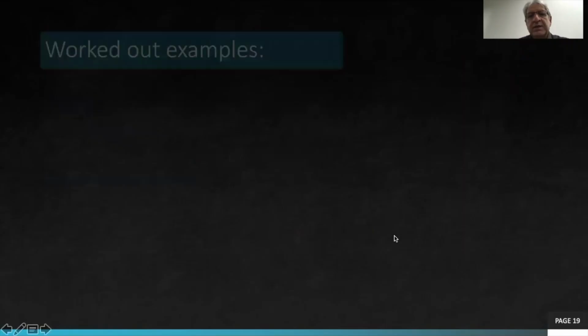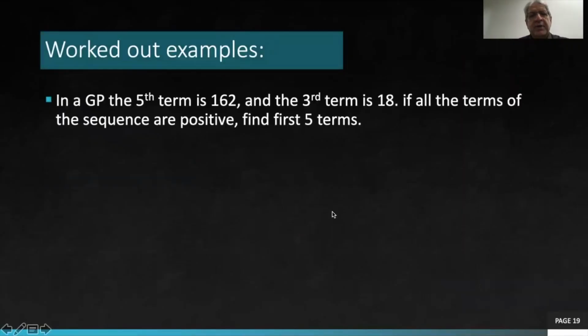Okay, now let us see. I worked out the example. Now look at this. In a geometric progression, the fifth term is 162. And the third term is 18, okay? If all the terms of the sequence are positive, find the first 5 terms.